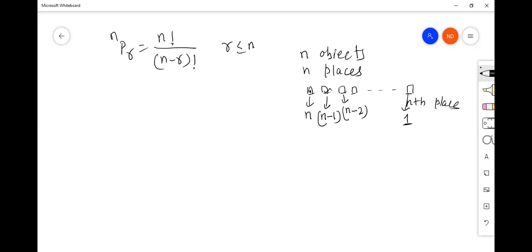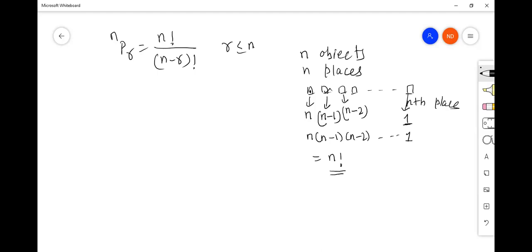So here, in this case, how many arrangements can be possible? n into n minus 1 into n minus 2, like this up to 1. So it means you are getting factorial n, right? So n objects arranged in n places. The arrangement of n objects taken all at a time can be done in factorial n different ways.